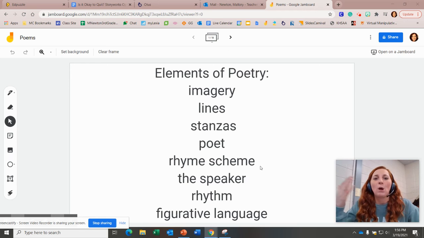A lot of times, poems never come out and directly say what they want to say. It's always a deep meaning, just like with imagery. There's always imagery in a poem. It usually uses figurative language, which is phrases that don't mean exactly what they say. So let's analyze a poem together.